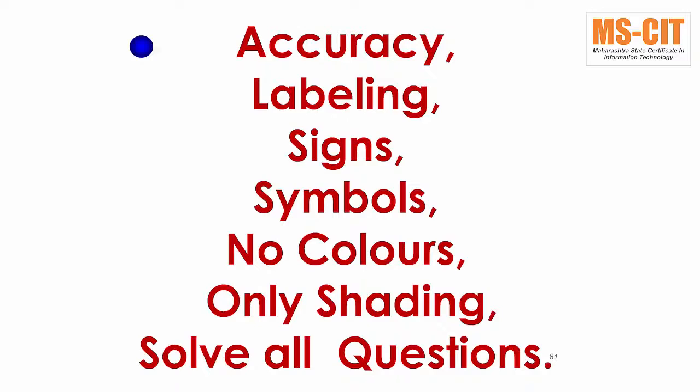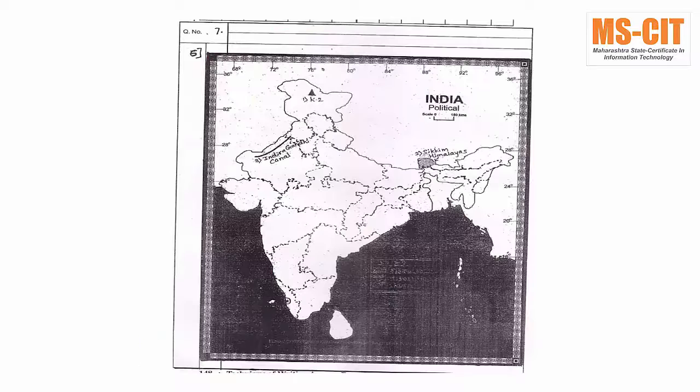Map filling. In map filling, accuracy must be there, proper labeling, using proper signs and symbols. Don't use any colors, only shading is allowed, and solve all questions. Fill the map in this way.